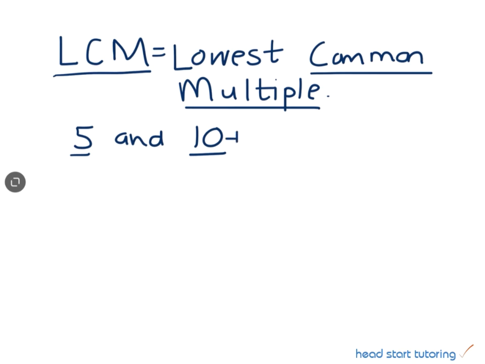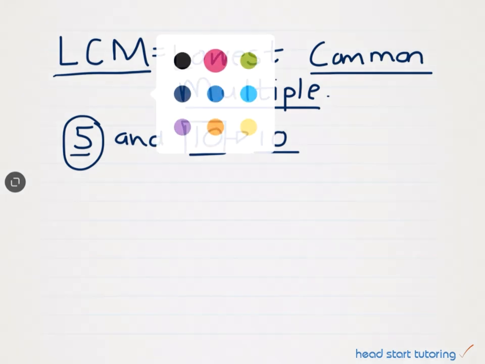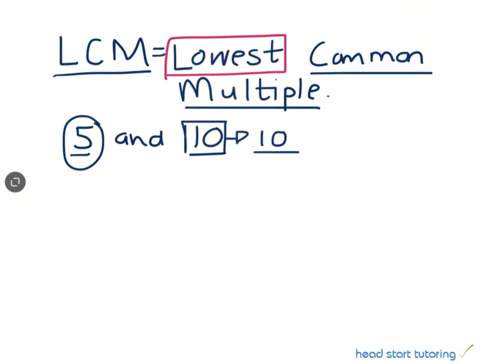And because the multiples of 10 only start with 10, we're going to look at the bigger number and start listing the multiples of the bigger number and see whether those multiples are also multiples of our smaller number. So we start with 10, and we need to remember that we are looking for the lowest common multiple. So there are 3 components. It has to be common to both 10 and 5, which means it has to be a multiple of both 10 and 5, and it has to be the lowest one.